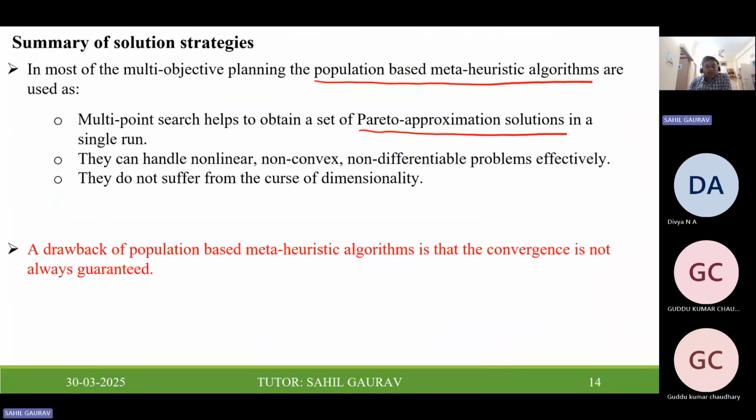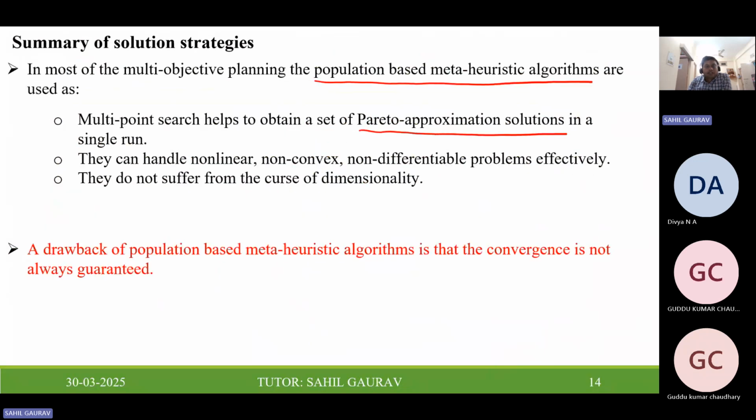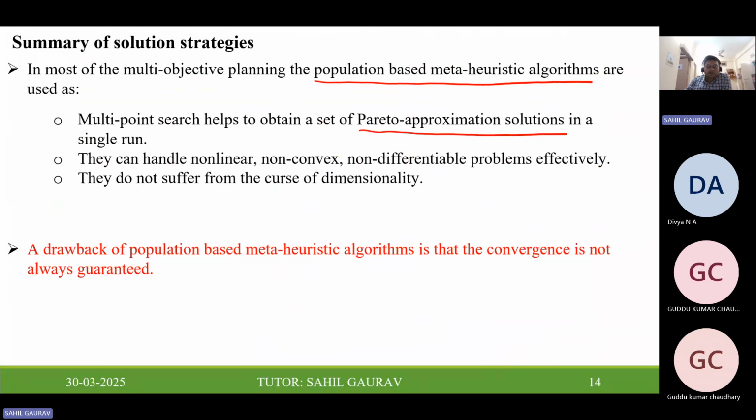Now these are all about the optimization part. Now we will see the configuration of power distribution networks. Till here, if you have any doubt, you can ask, otherwise we can move forward.